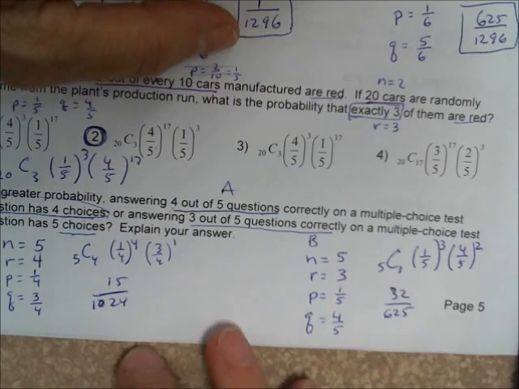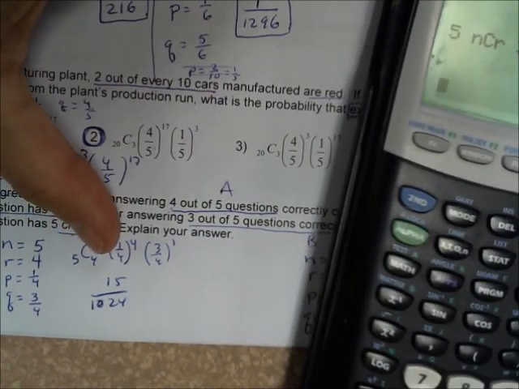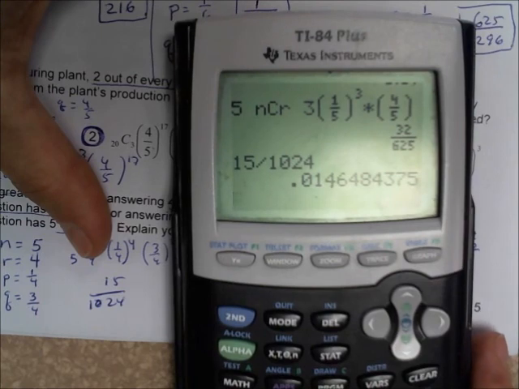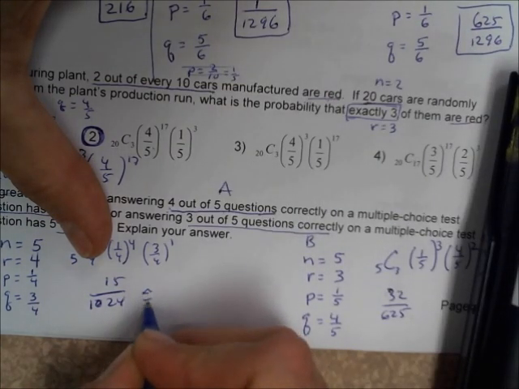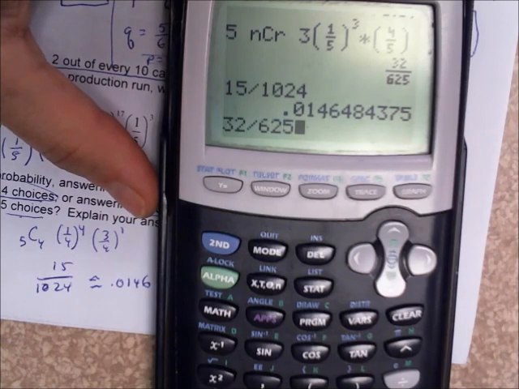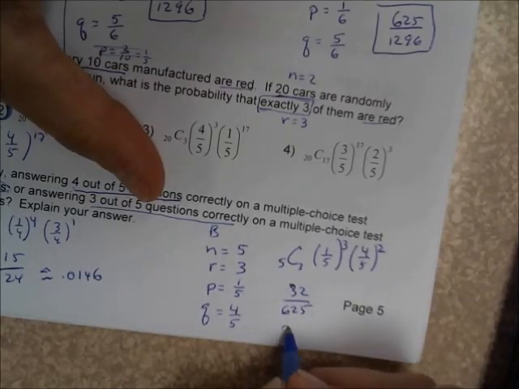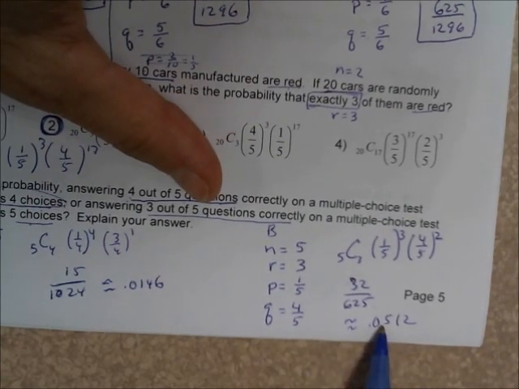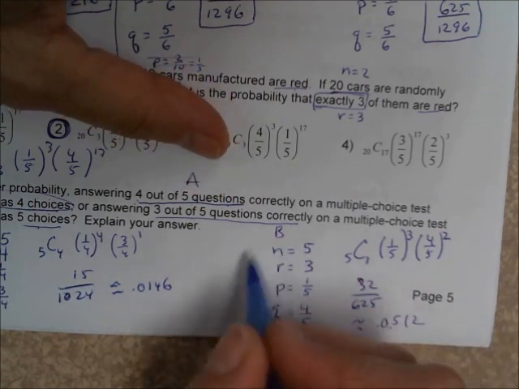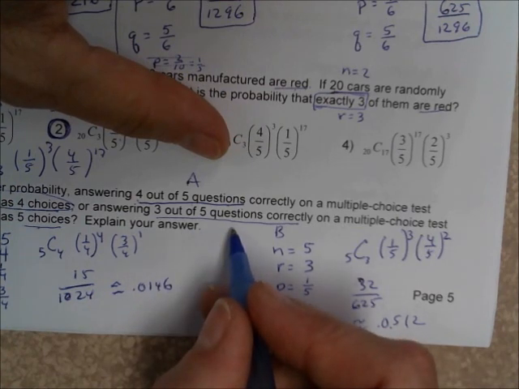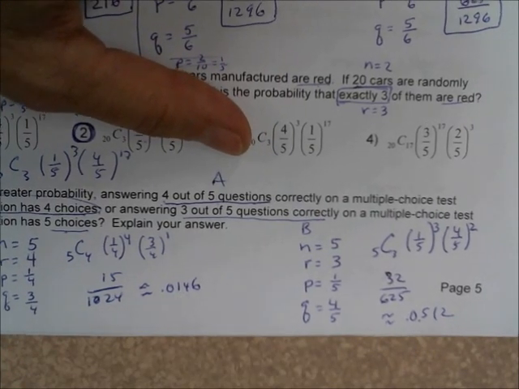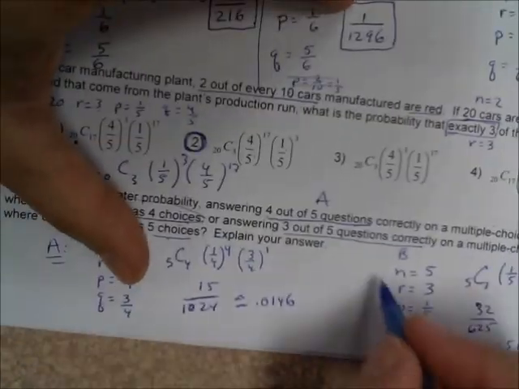I don't know how to compare those two fractions unless I actually do the division. So let me divide 15 divided by 1024, and that is approximately 0.0146. And 32 divided by 625 is 0.0512. Well, 0.0512 is bigger than 0.0146, so the answer is situation B. With 3 out of 5 questions correct, you have a better chance of that because you have a 5% probability and you only have a 1.5% probability. So I will say situation B.